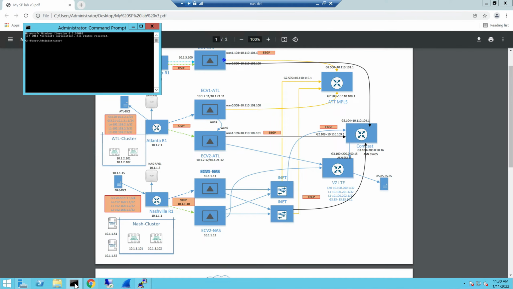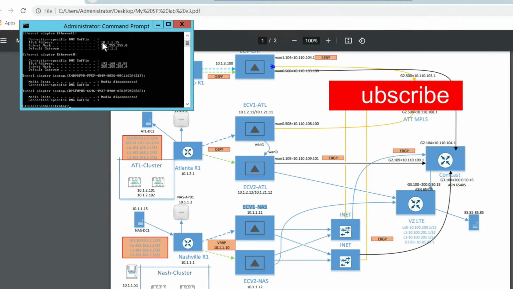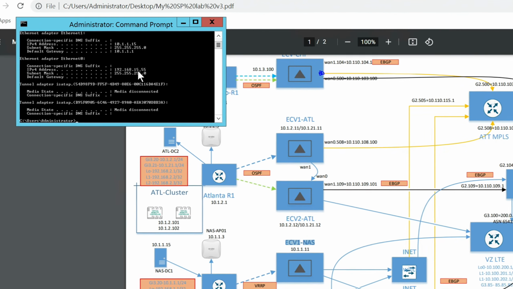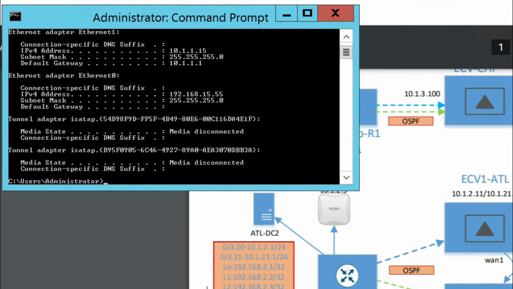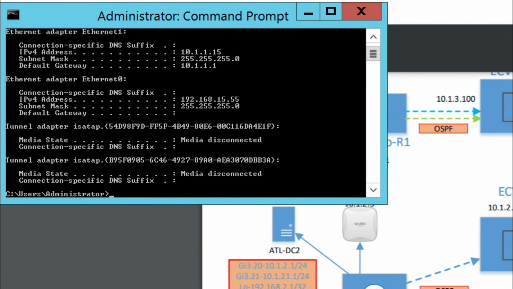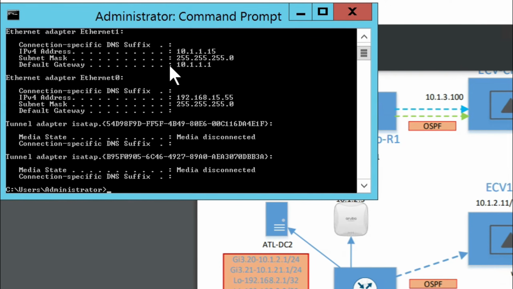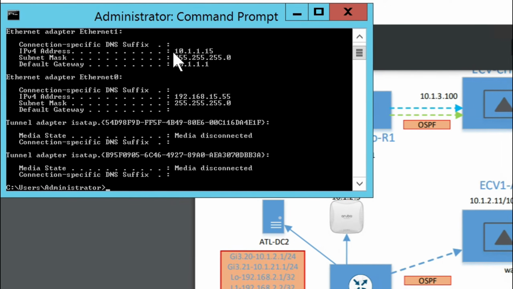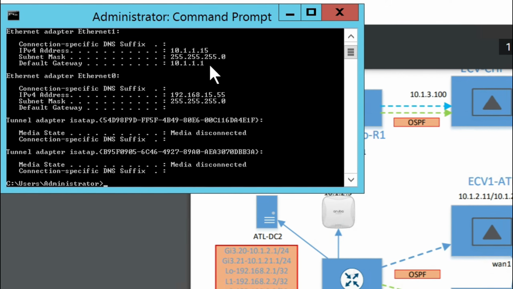First of all, this is my server. If I do ipconfig, I can see that I have a NIC with 10.1.1 subnet and another one 15.55. So that's how I'm actually RDPing. 15.55 is the one I'm RDPing to, but now if I were to ping anything in the 10 subnet, it's going to use the first NIC with 10.1.1.15, sourcing it from that. So let's take a look.